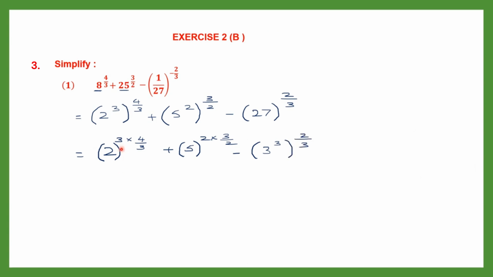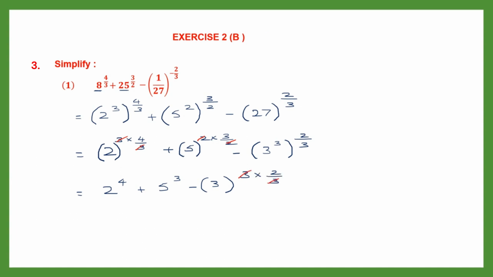So let's look at this. 2 to the power of 3 into 4 by 3, we can cancel the 3's. Similarly, in the next one, 5 raised to the power of 2 into 3 by 2, we can cancel the 2's. Now here, we're going to bring this outside. So here, let's continue writing. This now becomes 2 raised to the power of 4 plus 5 raised to the power of 3 minus 3. This whole thing is now raised to the power of 3 into 2 by 3. So here again we can cancel the 3's.